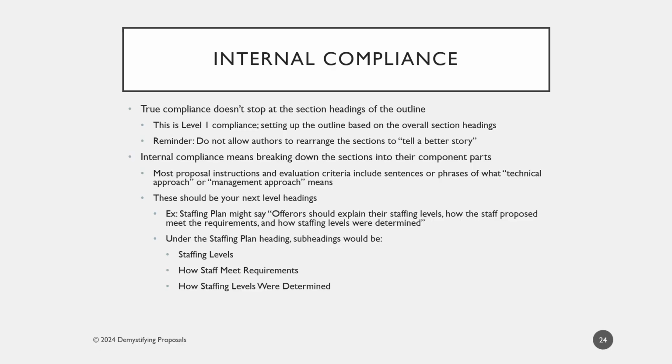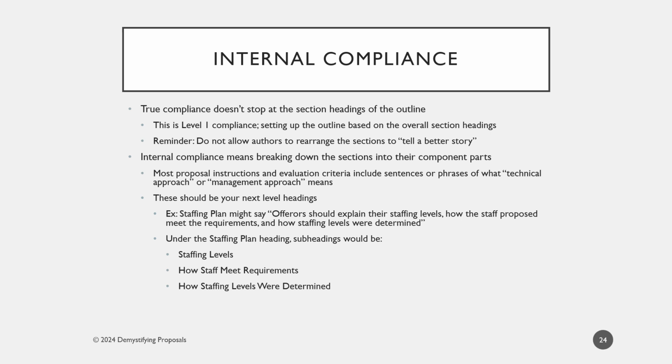True compliance doesn't stop at the section headings of the outline. That's level 1 compliance, setting up the outline based on the overall section headings in sections L, M, and C. But there's also something we call internal compliance, and that means breaking down the sections into their component parts. So most proposal instructions and evaluation criteria include sentences or phrases of what technical approach or management approach means.